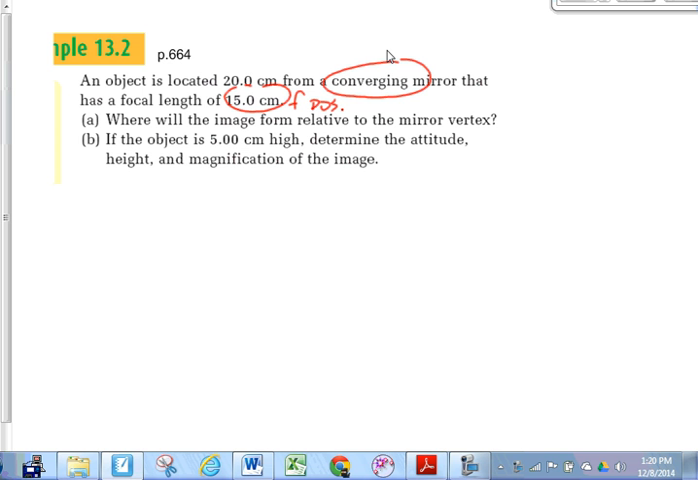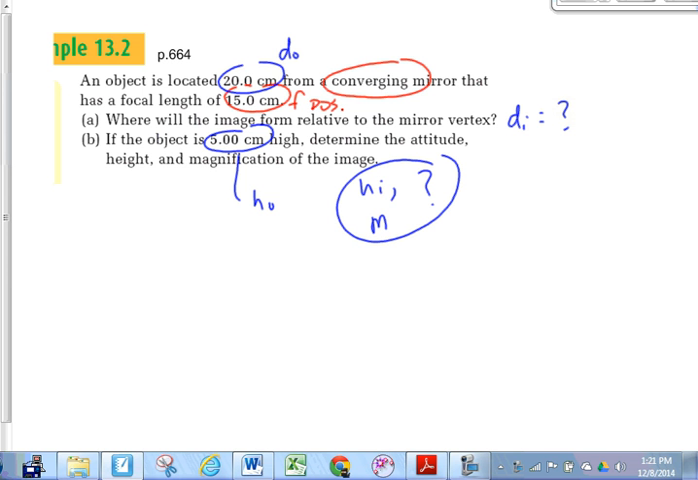It's more important if you deal with one that's negative to make the note that it's negative, right? Because if you forget all about positive and negative, it's going to be positive by default. But it's never a bad idea to be in that habit of identifying whether it's positive or negative right from the beginning of the question. This is going to be DO, and DO is always positive for us. We're going to look for DI here, the image distance. Here we've got HO. We want to find HI. We want to find M. And then we want to find out whether it's right side up or upside down.